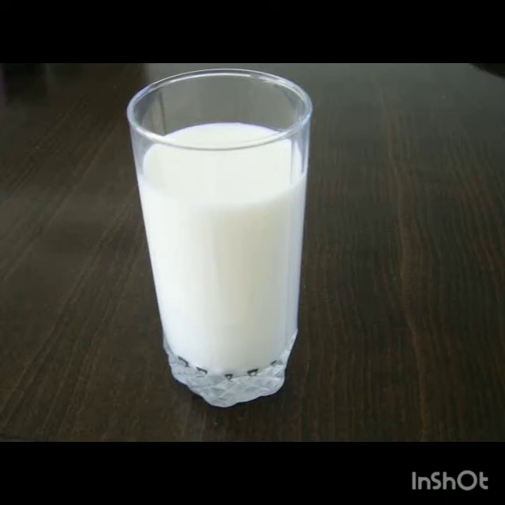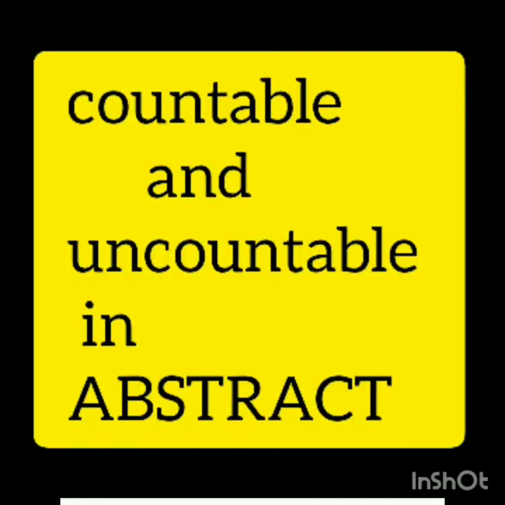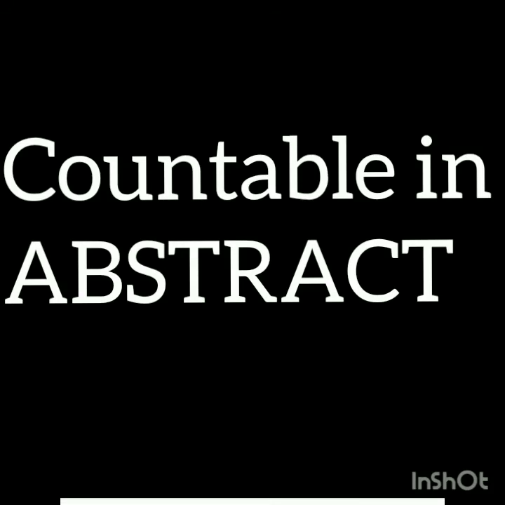So let's move on towards abstract countable and abstract uncountable nouns. Now there is a question: abstract nouns can't be seen, so how can we count them? Because this is uncountable. Okay, if we talk about the countable things in abstract, they would be promises, thoughts, ideas. Like if I say that I made a promise to her twice.